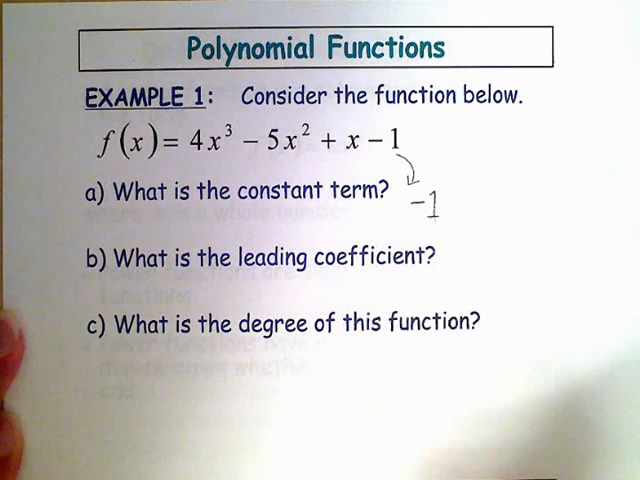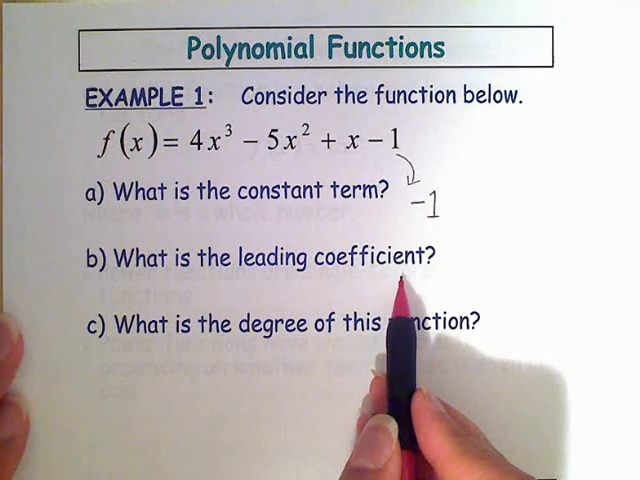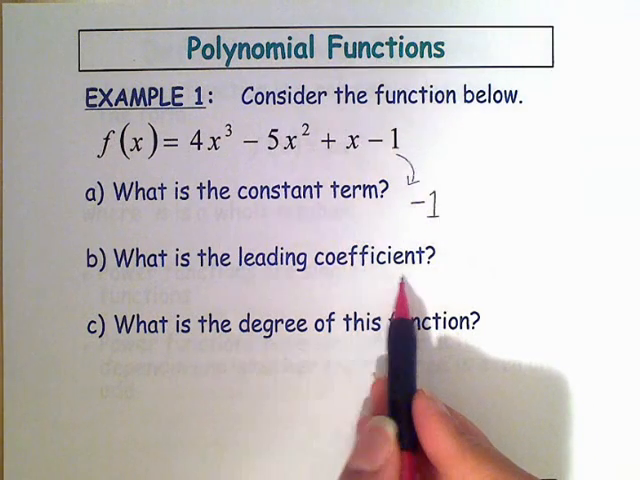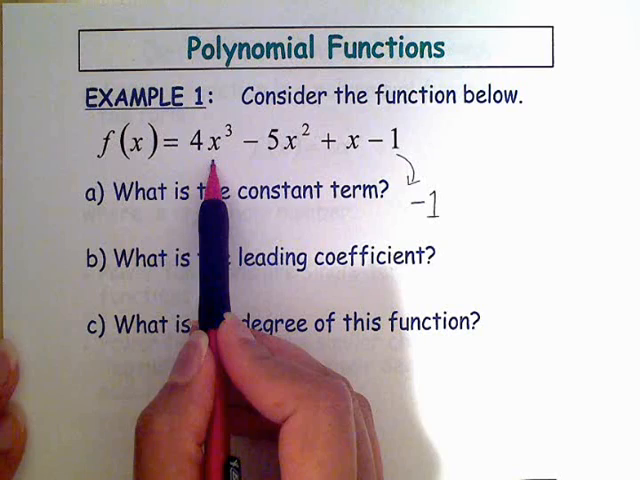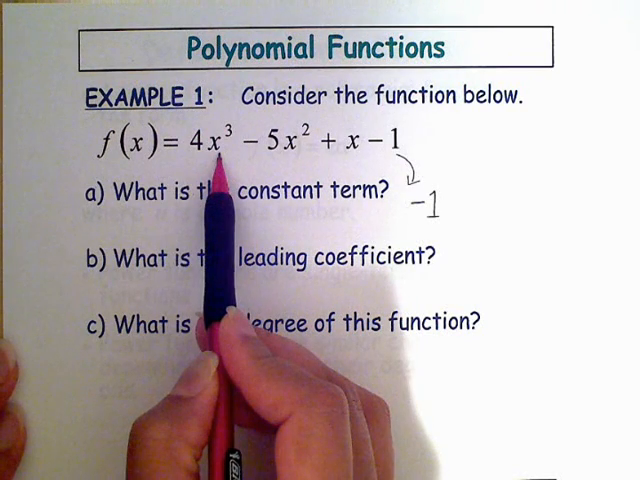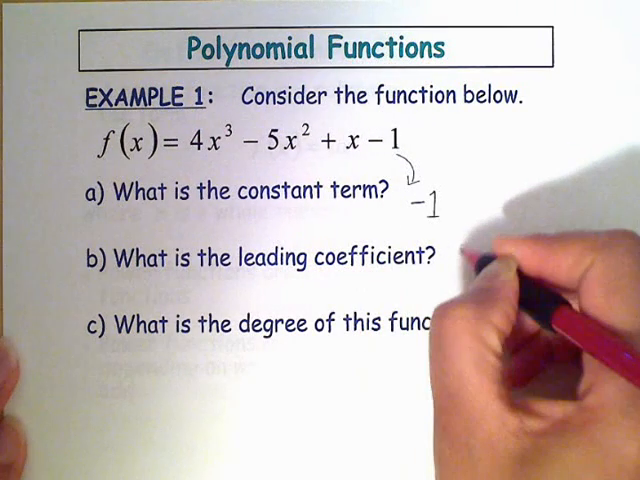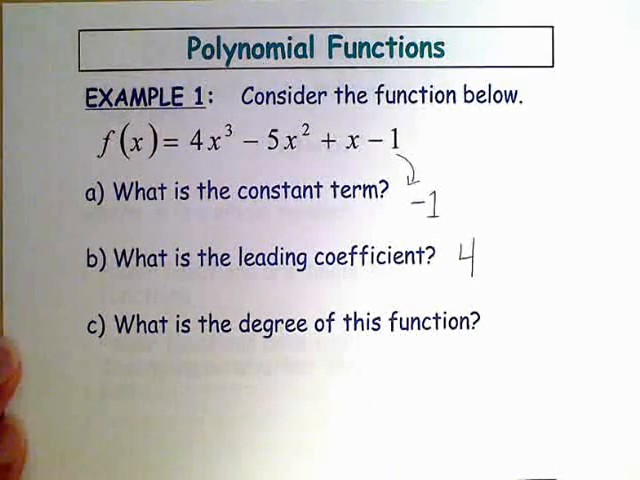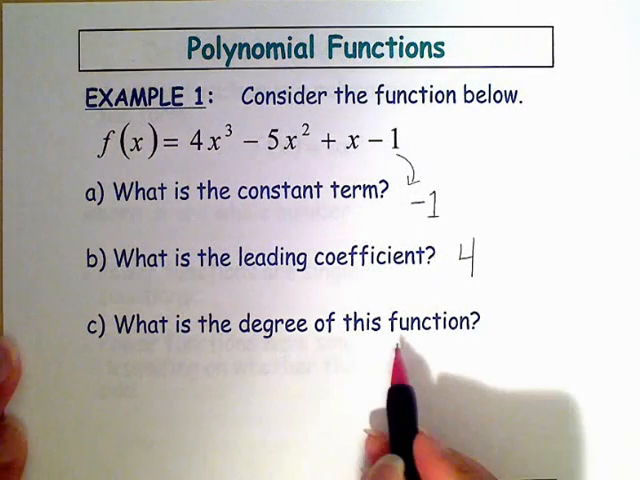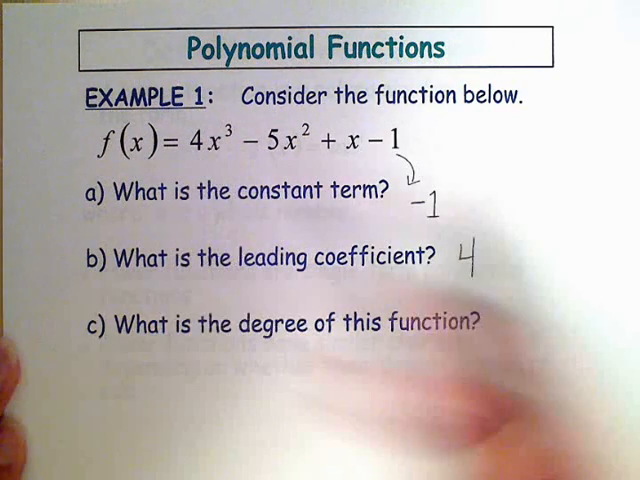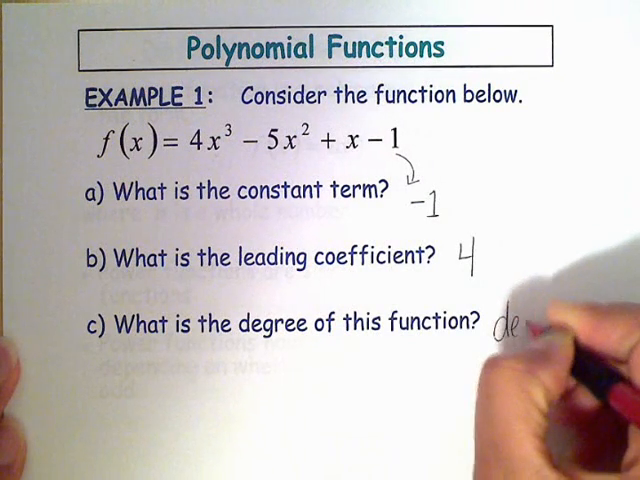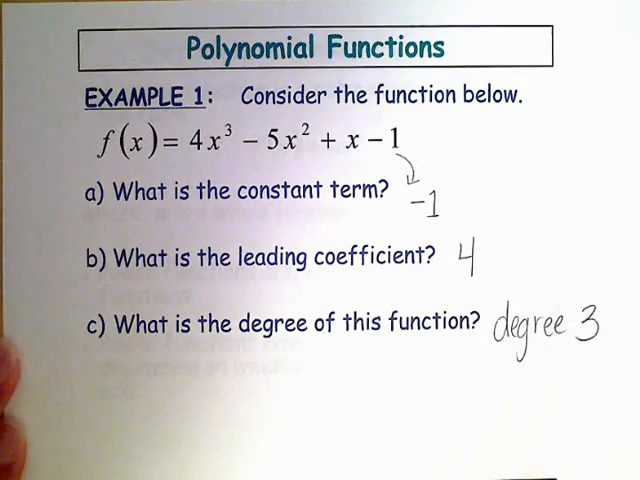Okay, the leading coefficient. So we're looking for the term that has the highest exponent, and so this is the term here with the highest exponent, and the leading coefficient is the number in front of the variable for that term. So in this case, the leading coefficient is 4. Okay, and then what is the degree of this function? So again, look for the term with the highest exponent, and so that's this one here. So that means that we have a degree 3 polynomial function.